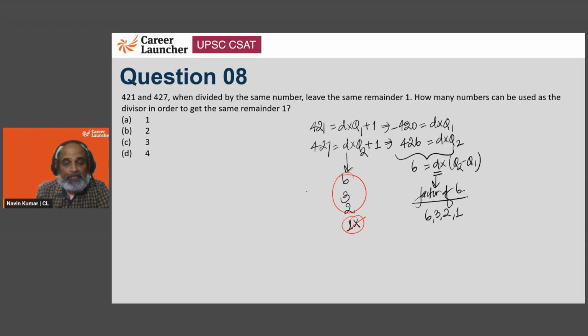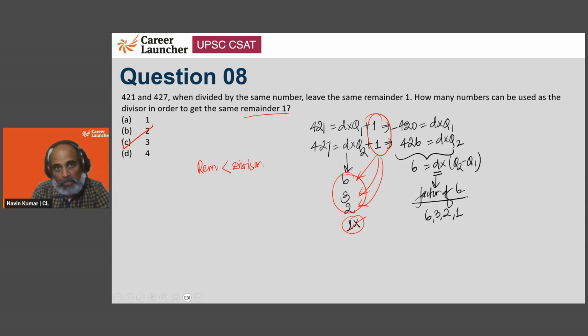The reason being, if we take a number and divide it by 1, the remainder will never be 1. So the rule of division is that the remainder has to be always smaller than the divisor. Since the remainder is 1, the divisor has to be greater than 1, which happens to be true in the case of 6, 3, and 2, all the 3 numbers. So the answer is going to be option C.